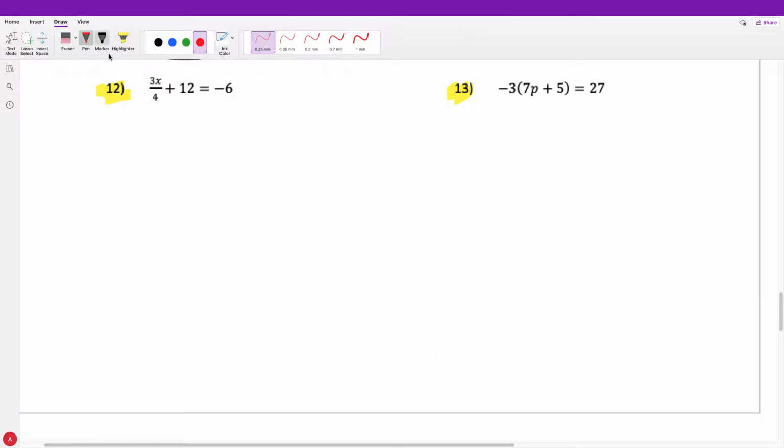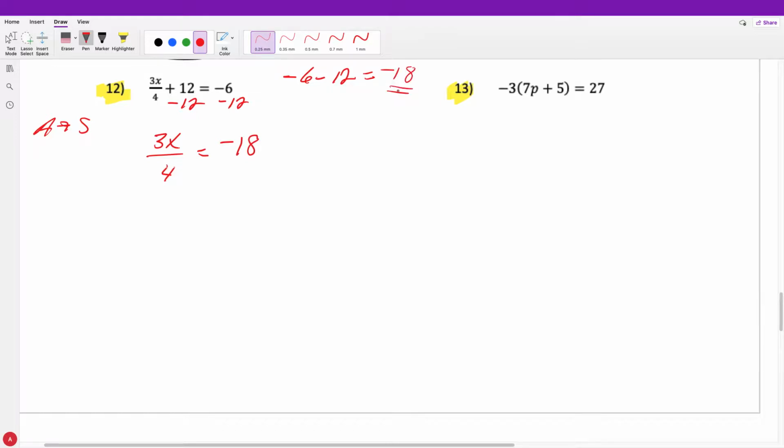So for this one here, the first thing I'm going to do is I say, okay, with my x, I actually have two things that are being done. I have a multiplication of 3 and a division of 4. So when we get to that step, I'm going to show you a few ways that you can do that. But we know the first thing we have to get rid of is that addition, and we get rid of that through subtraction. So I'm going to subtract 12 from both sides, and now I get 3x over 4 is equal to negative 18, because we have negative 6 minus 12 is equal to negative 18.